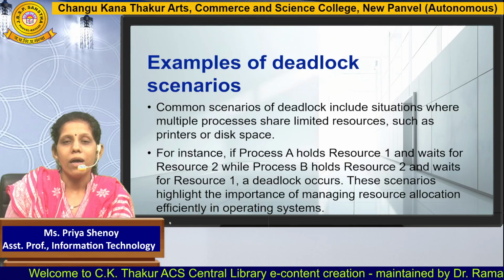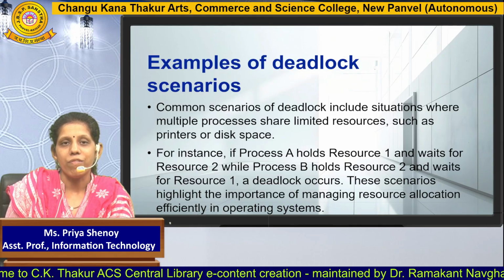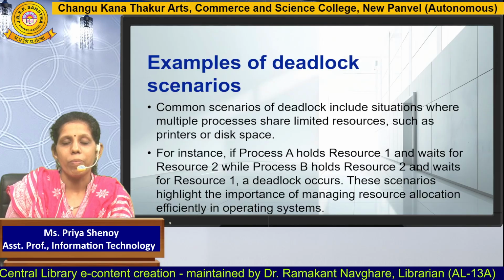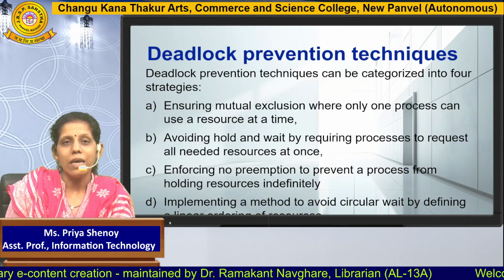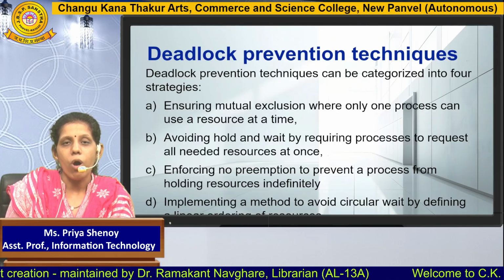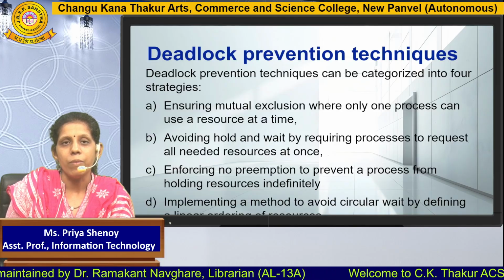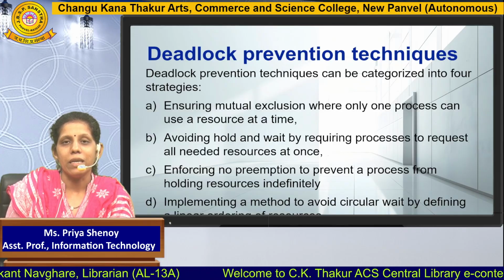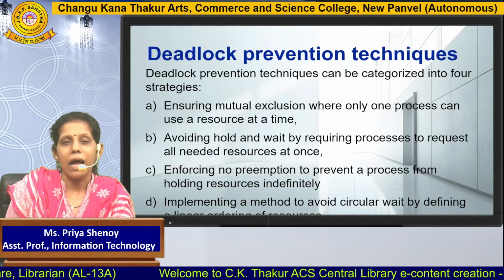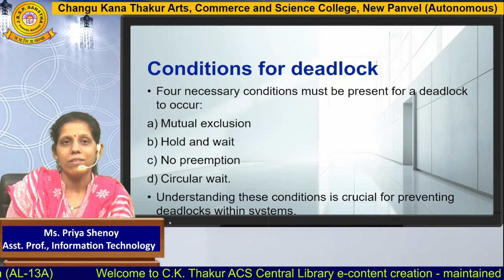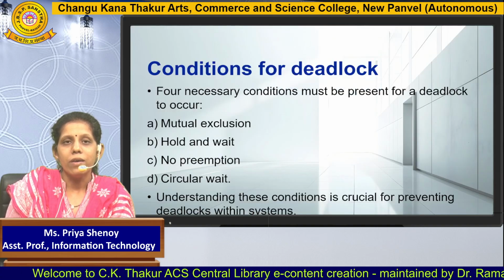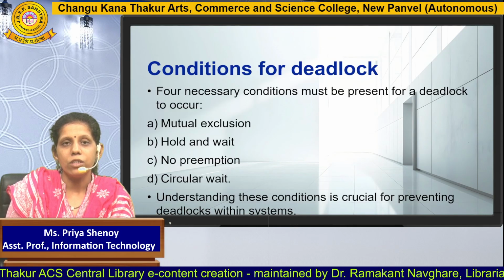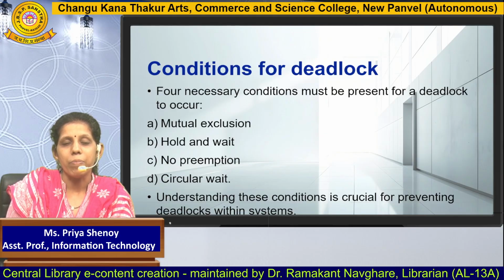So, this simple example itself highlights the importance of managing the resource allocation efficiently in operating systems. Now, obviously, from this it is clear that deadlock is not desirable in any system. Hence, any operating system must implement certain techniques to prevent the deadlock. Now, as we have seen that there are four conditions which are necessary for deadlock to occur, similarly, by seeing that these four conditions don't occur simultaneously, we can prevent the deadlock.